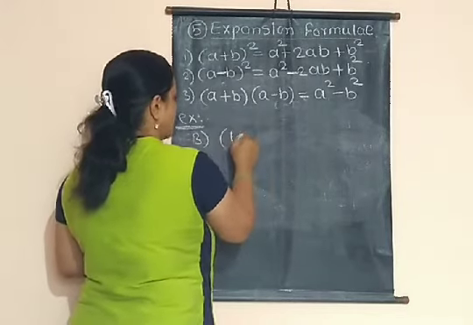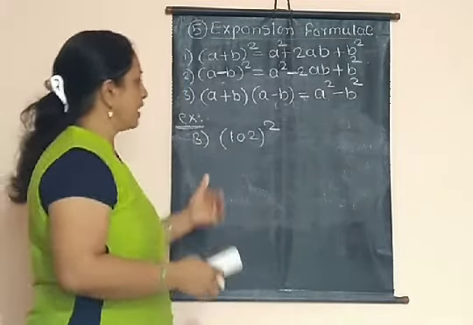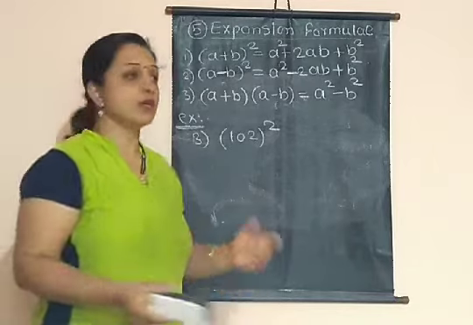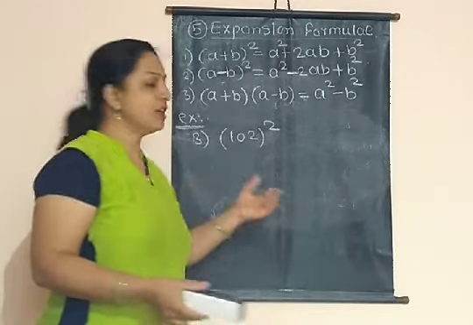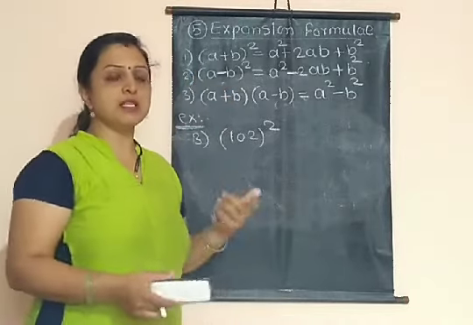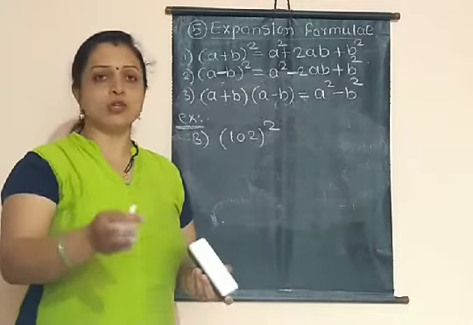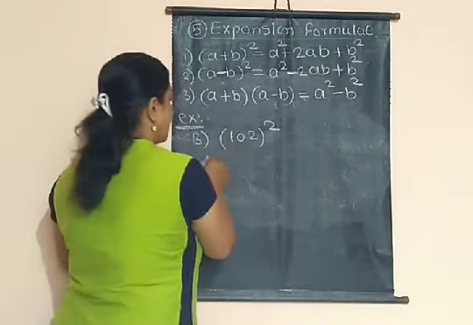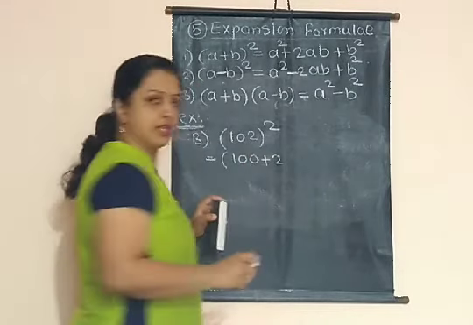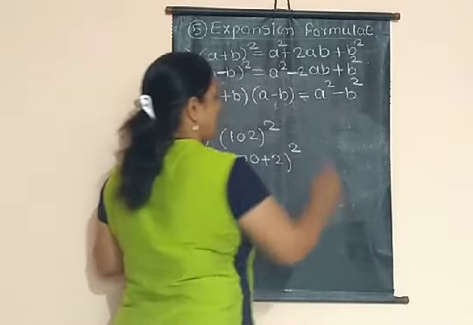If we have to take the square of this 102, then you can do it by simple multiplication also, but that will be so lengthy. So instead of that process, you can use this formula, a plus b square. How to write that number 102? That is very close to 100, isn't it? So you can write the number like this, 100 plus 2, isn't it? 102 means 100 plus 2, and then take the square of that.